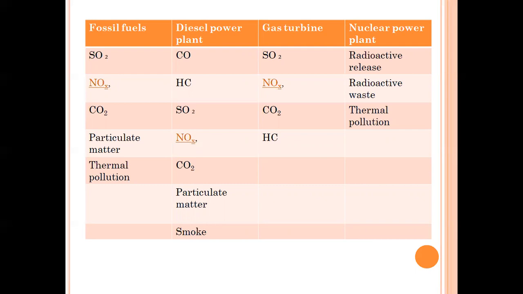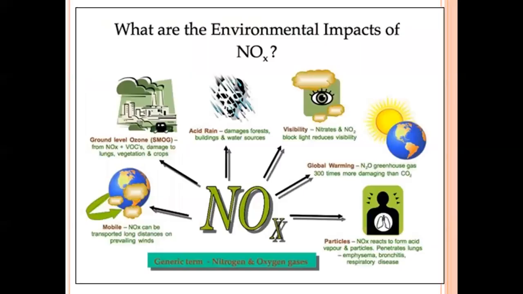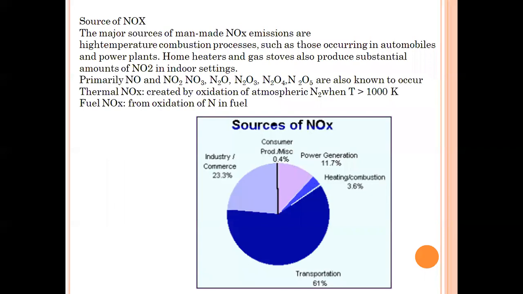So these are the gases removed from thermal power plants, including fossil fuel thermal power plants, diesel power plants, gas turbines, and nuclear power plants. We have also seen in the previous lecture what effect the exhaust gases from the thermal power plant have on human bodies and nature.